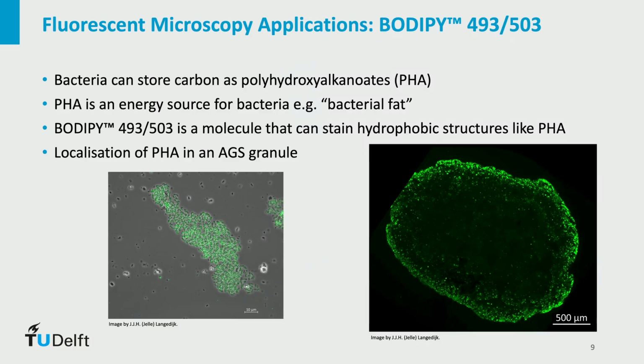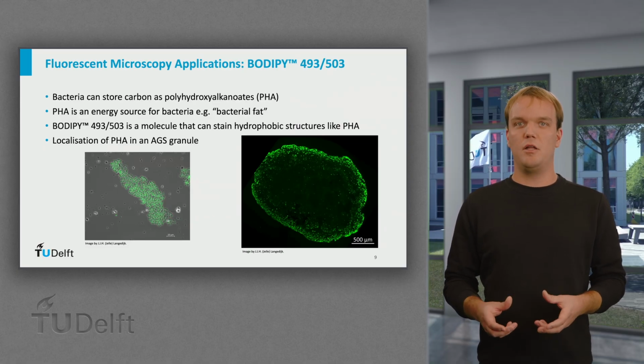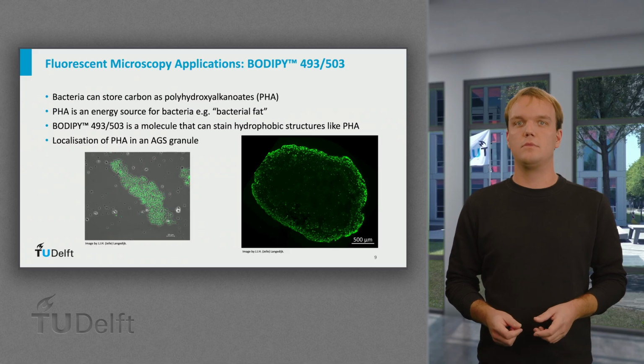In environmental biotechnology systems, such as aerobic granular sludge, PHA storage plays an important role in carbon cycling and microbial competition. Using BODIPY staining, we can visualize where PHA is located inside these granules and how different microbial groups store carbon. On the right, you see a slice of AGS where the PHA is stained. It is mainly located on the outer layer of the granule. This method gives us insight into metabolic activity that would otherwise be difficult to detect.